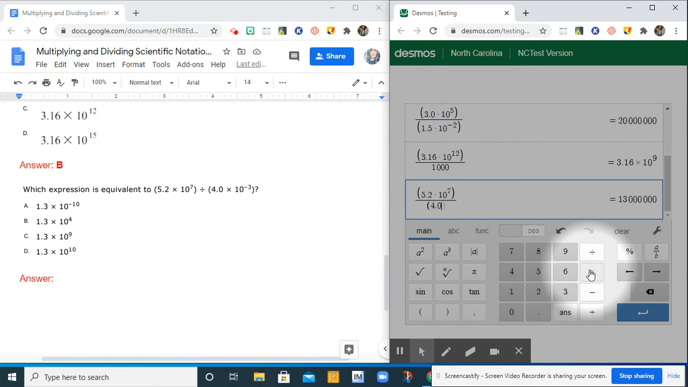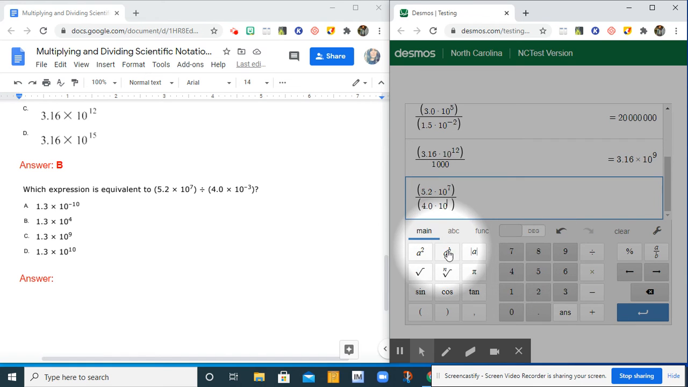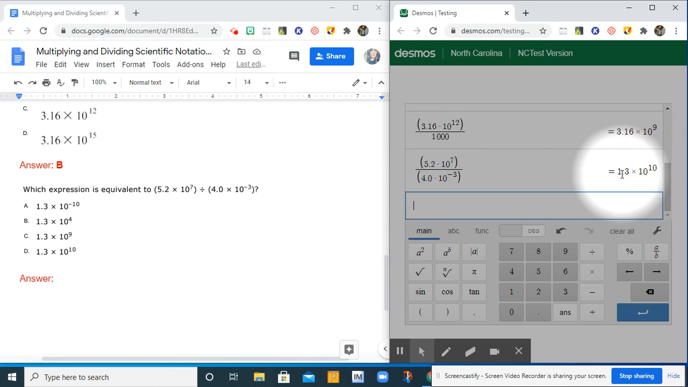Even if the parentheses are not on the problem, so your calculator does the correct order of operations, you need to make sure, oops, I forgot my exponent because I was talking. You need to make sure that you are including that particular set of parentheses in there. Okay, so we're going to raise that to the negative 3rd power. And then I clicked off to close my parentheses. Hit enter. We have 1.3 times 10 to the 10th. And look, that is already written as an answer on my particular problem. So in this case, it is D.